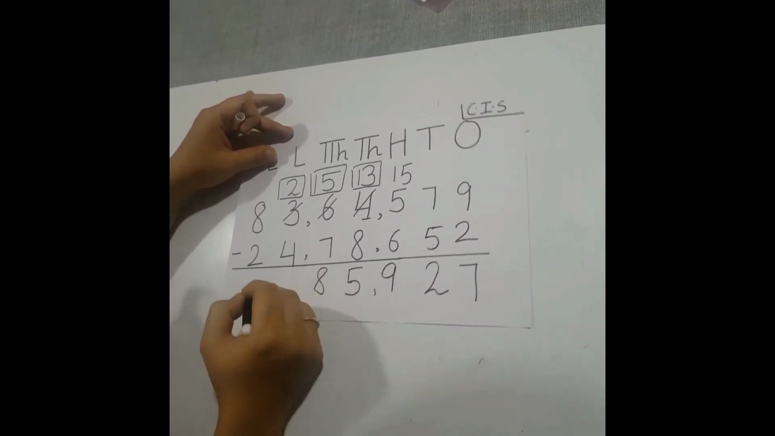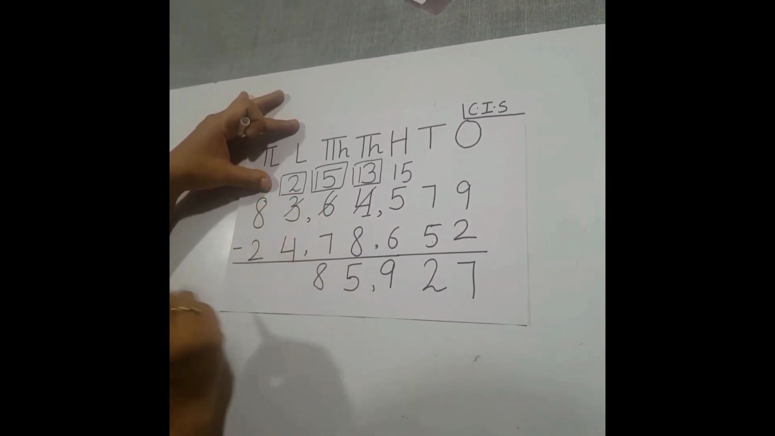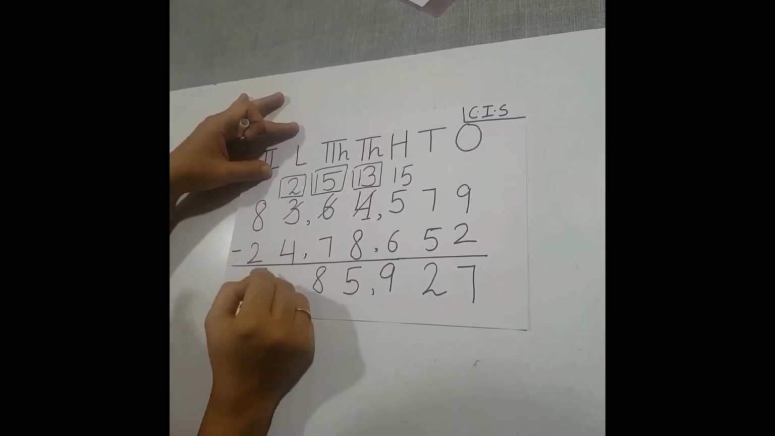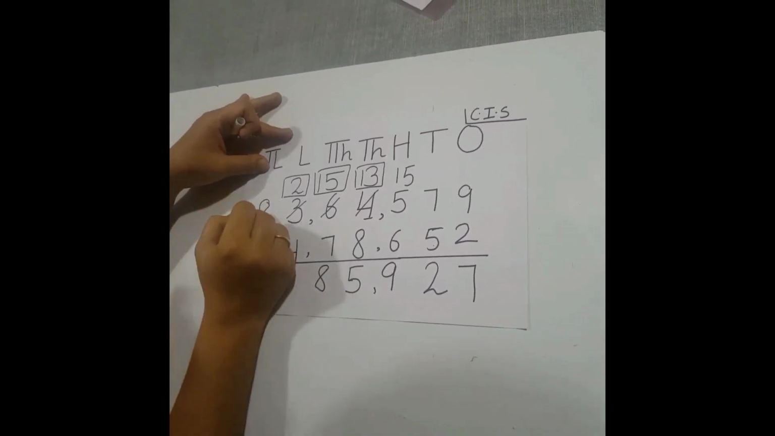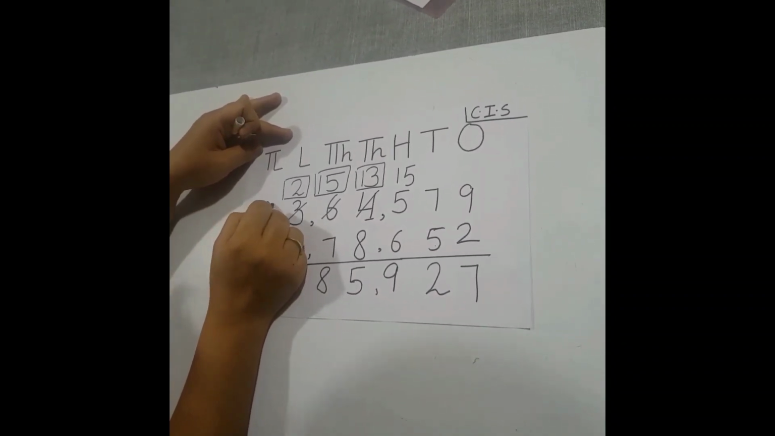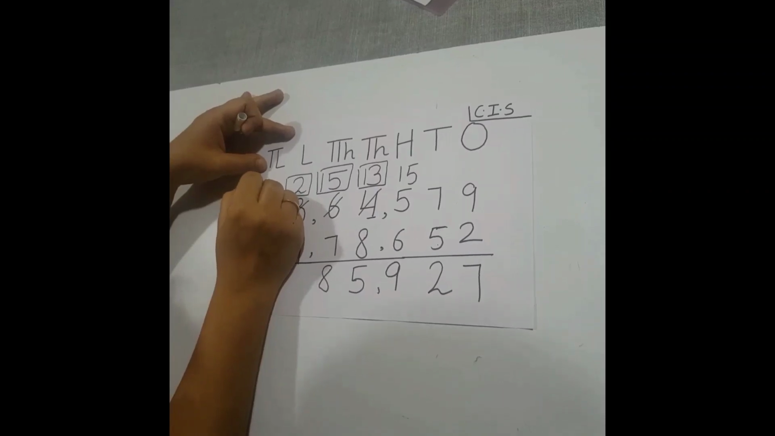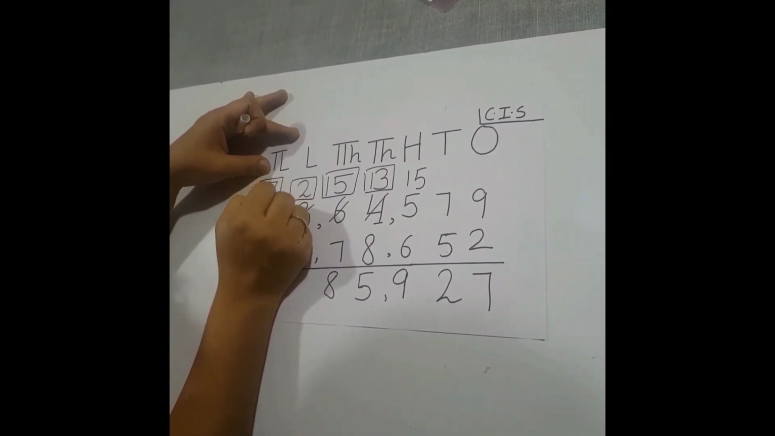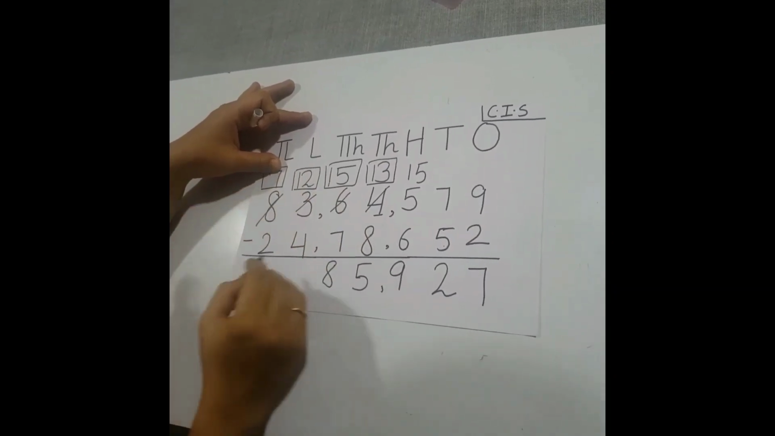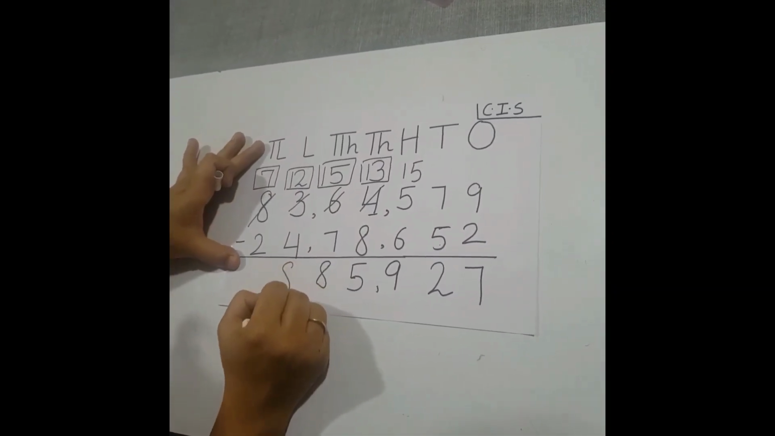Now 2 minus 4, again we cannot subtract, because 2 is smaller than 4. So we will borrow from the 10 lakhs place. At 10 lakhs 8 is there, so 8 will be reduced by one digit. So 8 will become 7, and this 2 will become 12. So 12 minus 4 is 8.